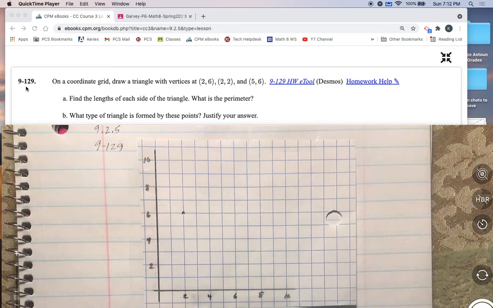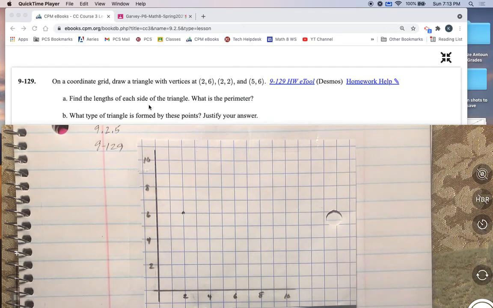This is problem 9-129 in section 9.2.5. On a coordinate grid, draw a triangle with vertices at (2, 6), (2, 2), and (5, 6).